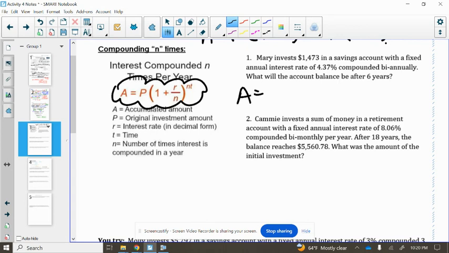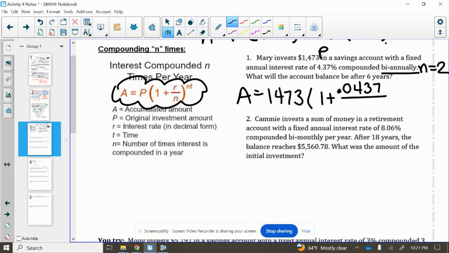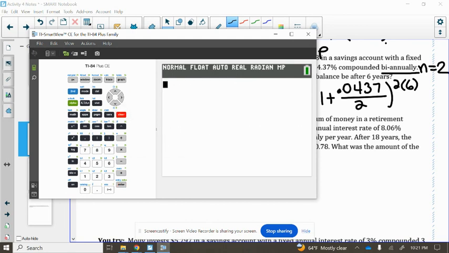For instance, in number 1, we have Mary who is investing an initial amount, so our p-value of $1,473 into an account. And she has an interest rate, an annual one, of 4.37%, aka an r value of 0.0437, and she's compounding biannually, aka twice a year. And what we can do is plug in a 6 then for t and actually calculate how much money Mary has over that time.